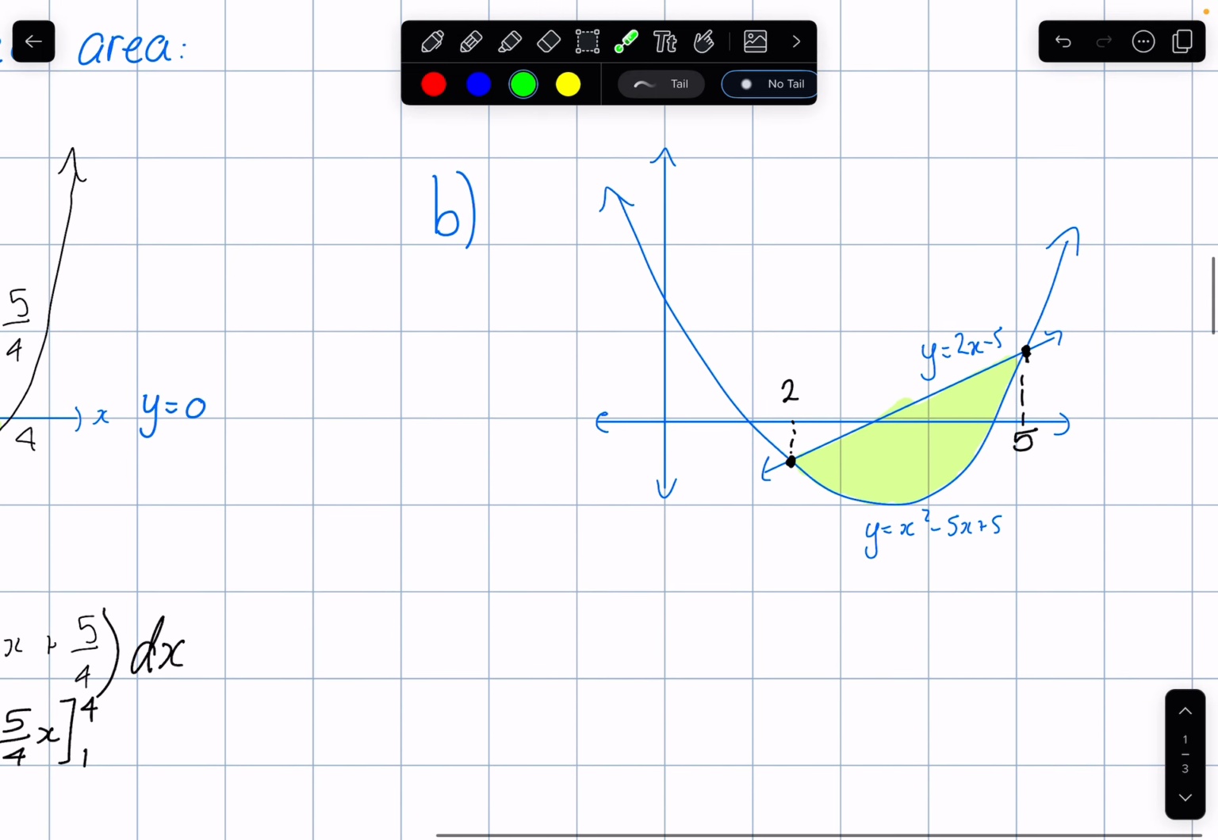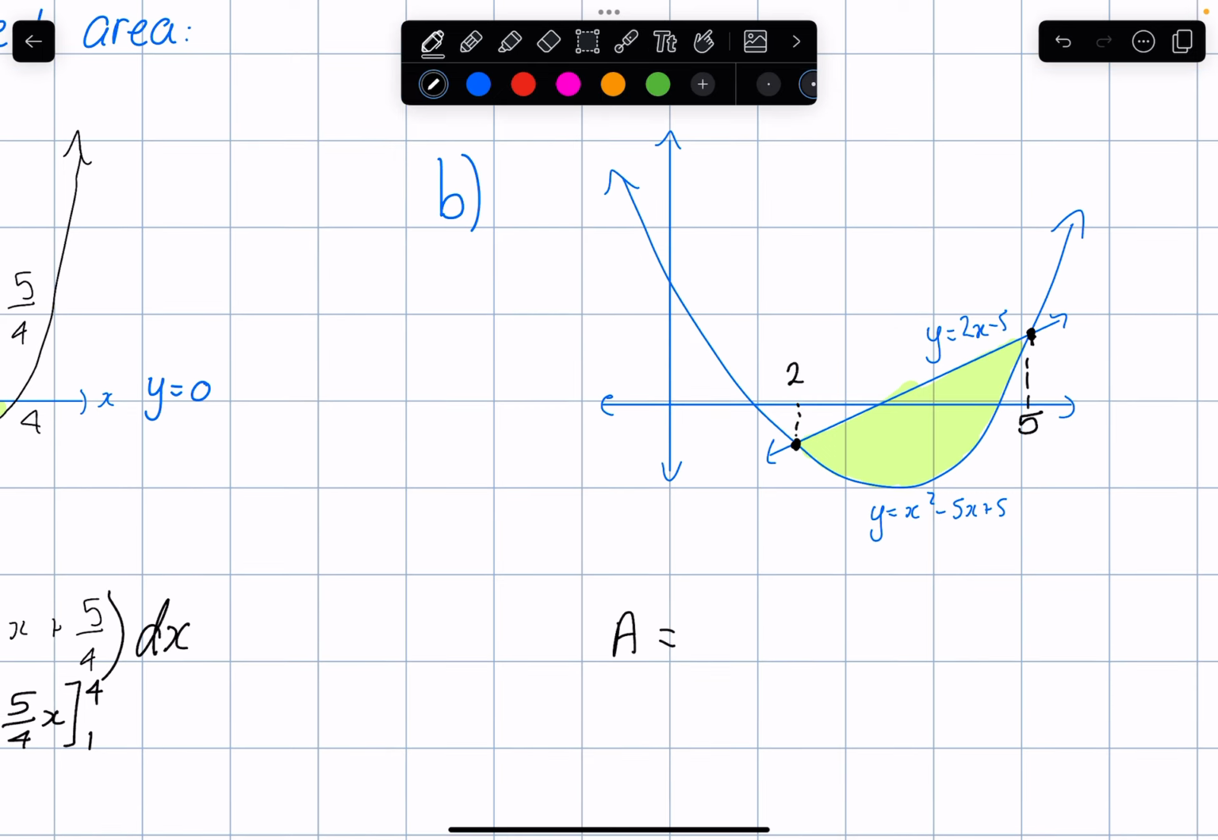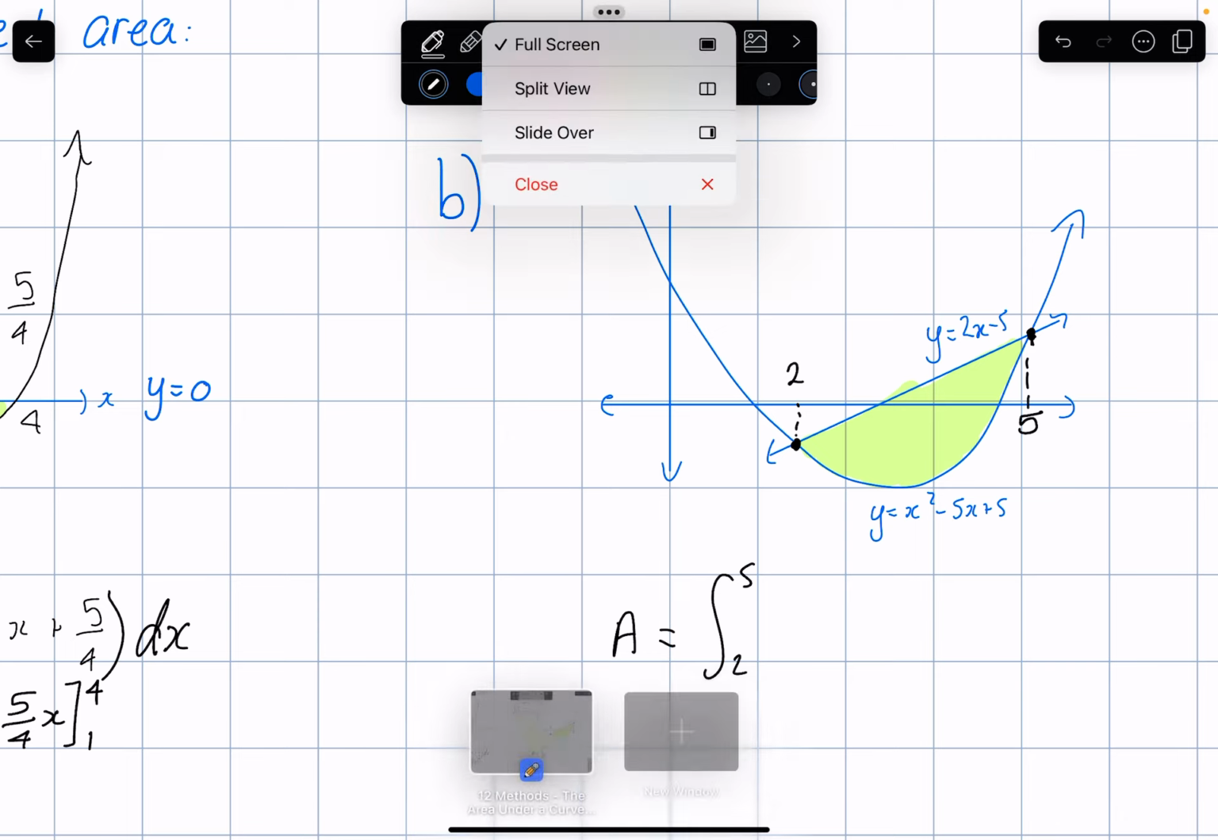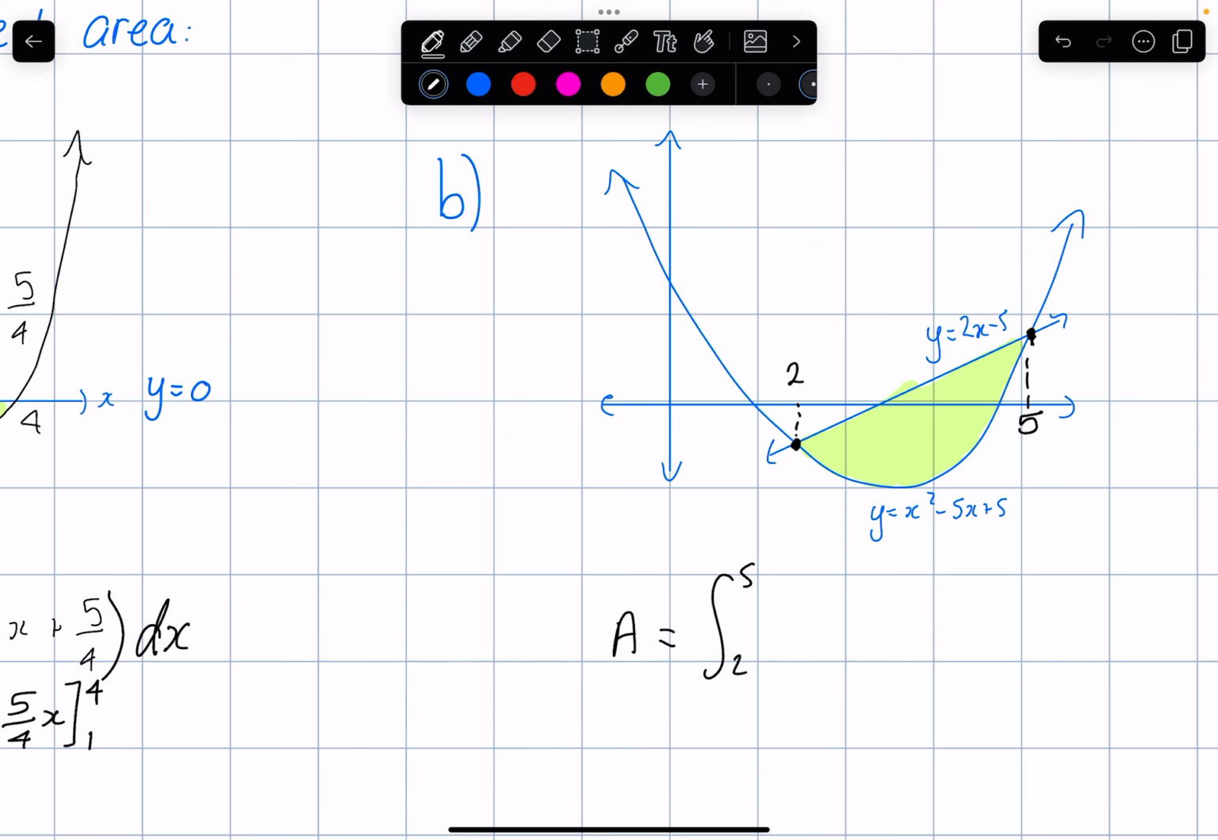All right, example B, we can see we've got two very distinct functions here, a linear equation and a quadratic, and we want the area between them. Now, the intersection points are 2 and 5. So they create the limits of my integral. Now we've got to identify which function is on the top. There we go. So this function here is on the top, y equals 2x take 5. Now that is the function we write first. So 2x minus 5. And I subtract all of my lower function, which is x squared take 5x plus 5. And I don't square that, I dx that.